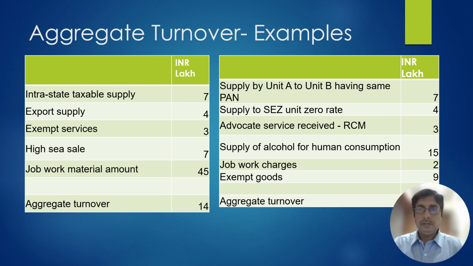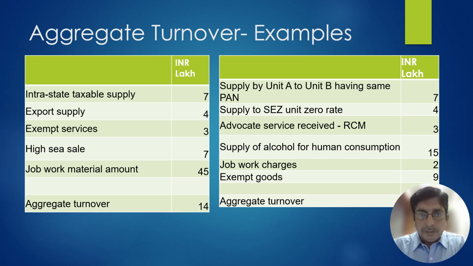Let's take the second example. Supply by unit A to unit B having the same PAN, which is considered as distinct entity, 7 lakh rupees. Supply to SEZ unit, zero rated, 4 lakh rupees. Advocate service received under RCM, 3 lakh rupees. Supply of alcohol for human consumption, 15 lakh rupees. Job work charges 2 lakh rupees. Exempt goods 9 lakh rupees.